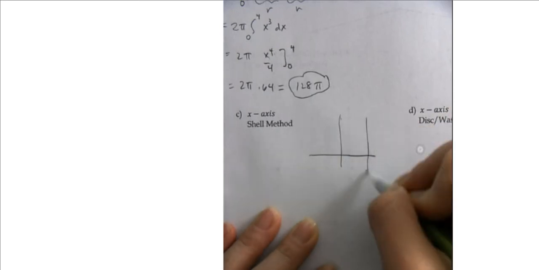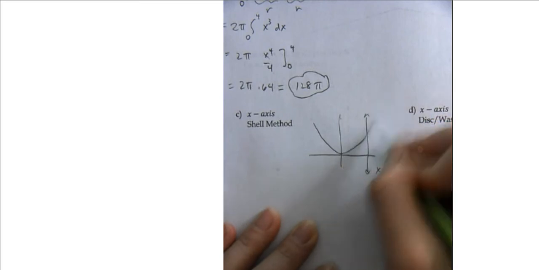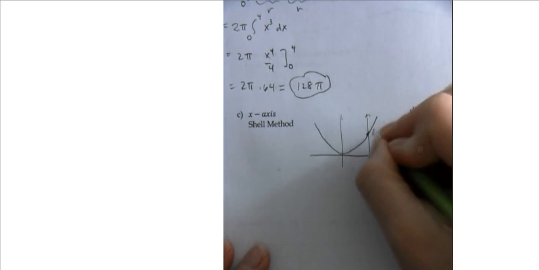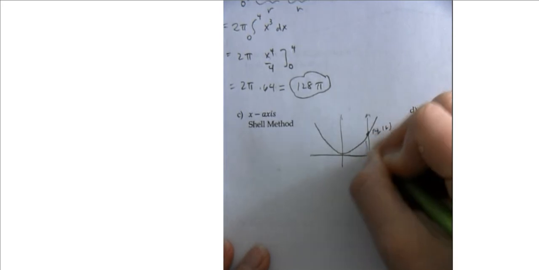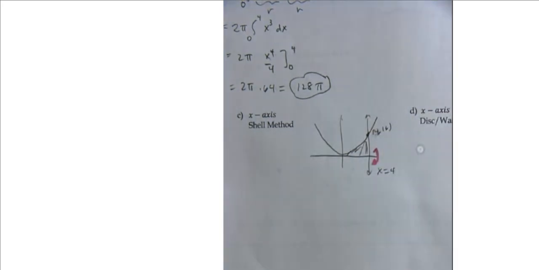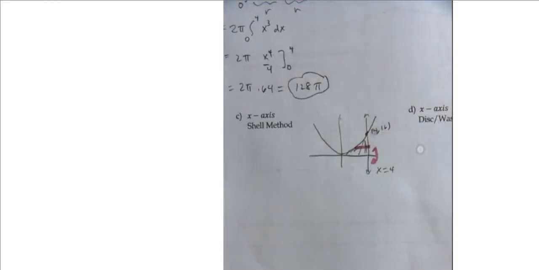Okay, looking at this problem, we have the same graph, so we know it's bounded by x equals 4. We have this parabola. Here's 4, 16. Here's the shading. We're revolving now around the x-axis. Remember, a shell is parallel to the axis of rotation. There's our rectangle. So imagine this swinging around, and we're here.